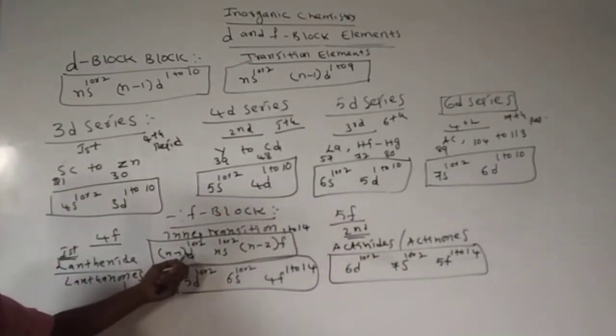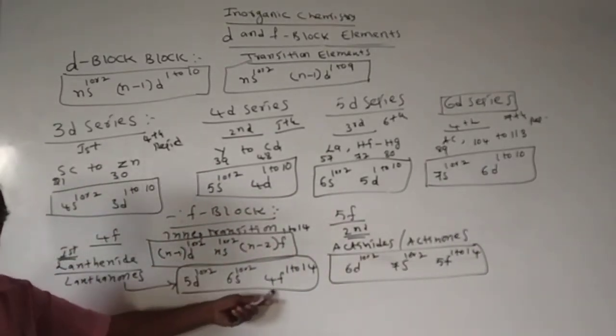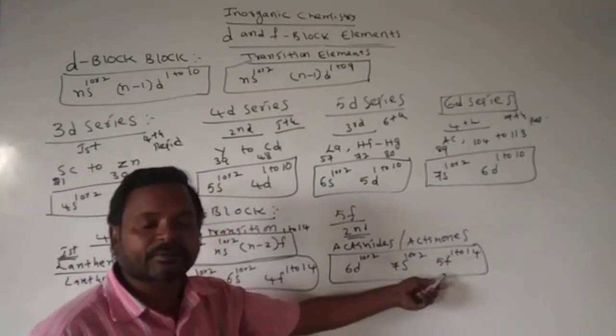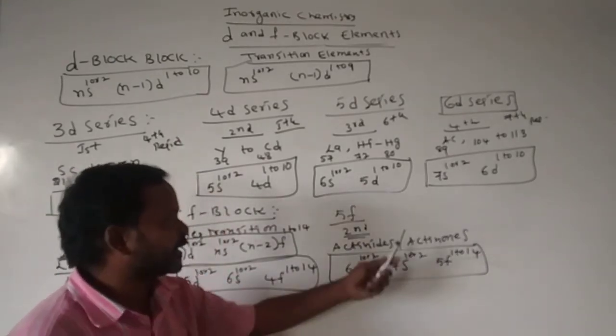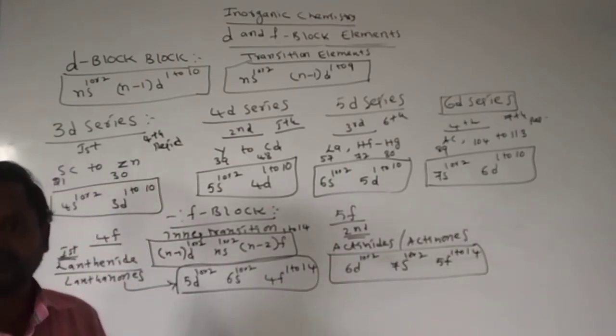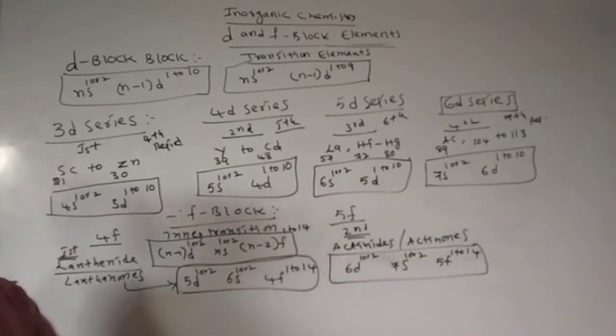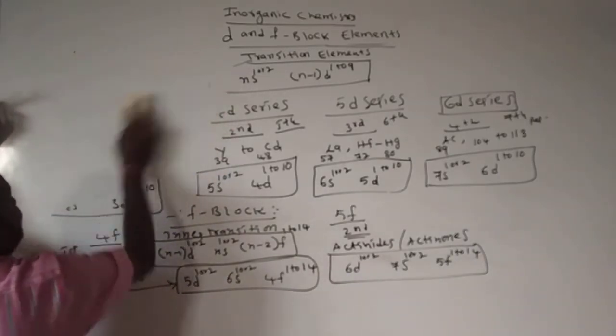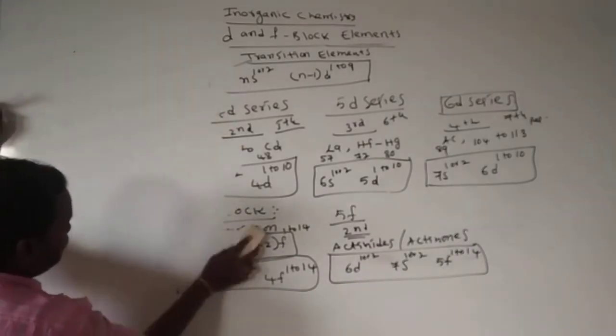These are called the 4F series elements. Why? The differentiating electron is present in a 4F orbital. Here the differentiating electron is present in a 5F orbital. That's why we simply call them that series. This is just the introduction of D and F block elements. In continuation, we'll see the electronic configuration of D block elements.